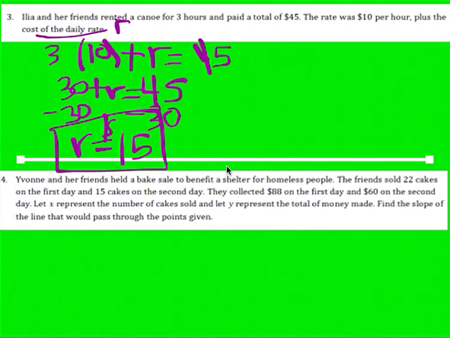Find the slope, so just the slope, not the actual line. Find the slope of the line that would pass through the points given. So we're going to have a point (x, y), and we're actually going to have 2 of those points because you need 2 points to calculate the slope. Well, let's take a look.